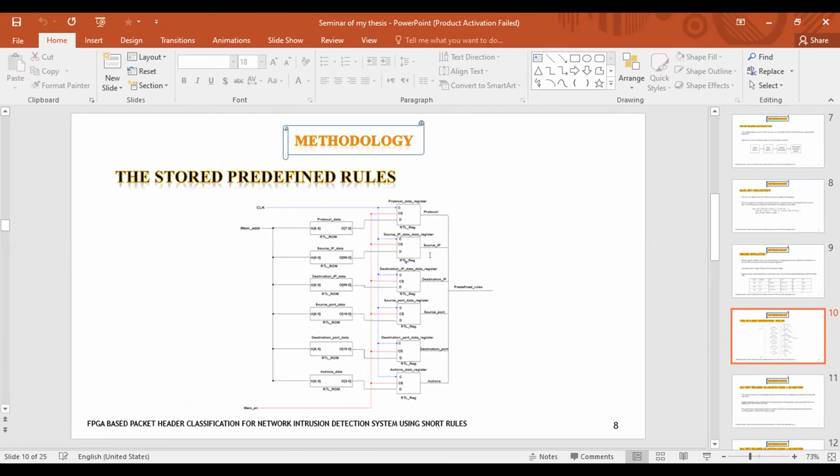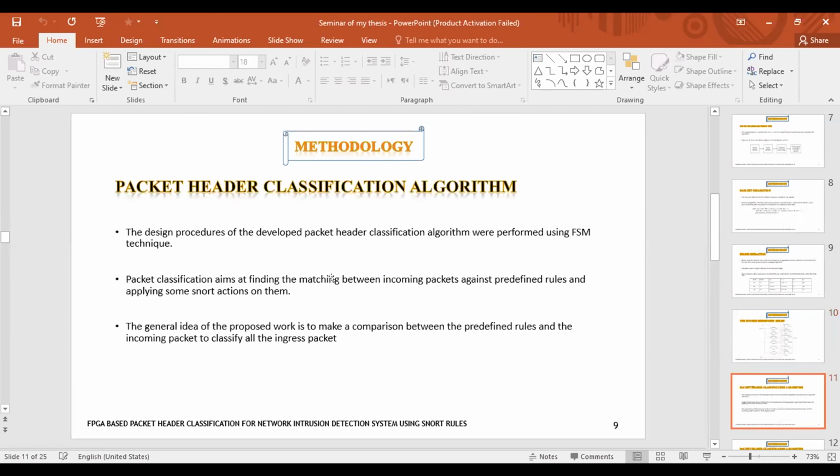This figure shows how we can store this dataset inside FPGA memory. We have the SIP zone. Each zone will store or keep a part of the packet header.